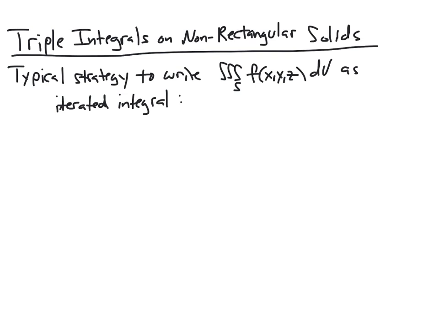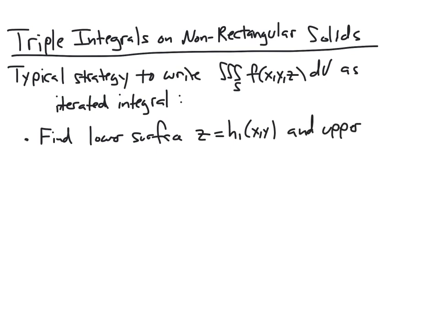But the hard part of this problem is to be able to actually write it as this iterated integral. And so here are some basic steps of how we can approach almost every triple integral, and that it will work. So the first step is to find a lower surface, which maybe I'll call h1 of x, y, and an upper surface, which I might call h2 of x, y, for our solid S.